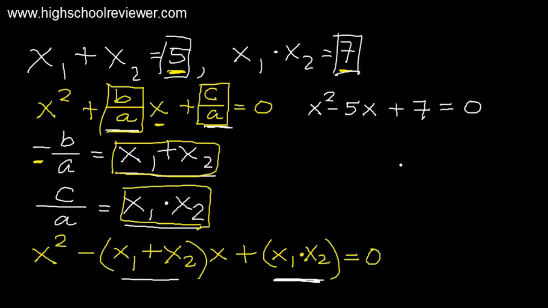So therefore, the quadratic equation for x sub 1 plus x sub 2 equals 5, and x sub 1 times x sub 2 equals 7, is x squared minus 5x plus 7 equals 0. And this is our final answer.